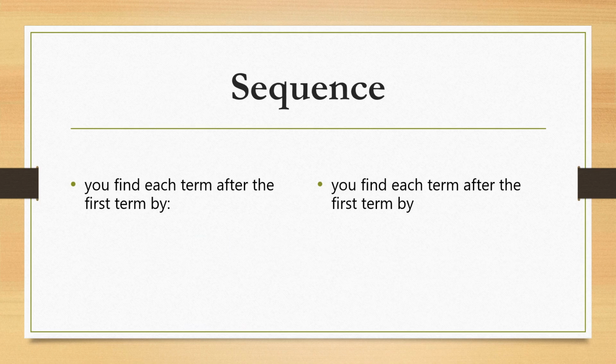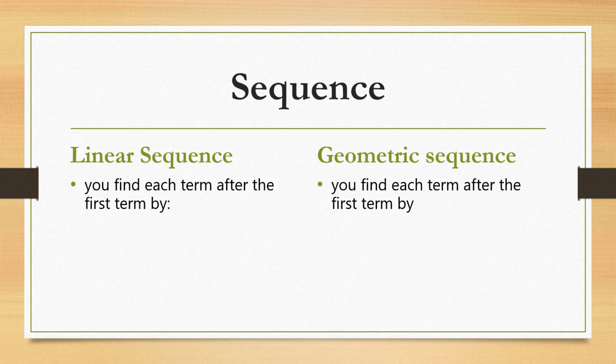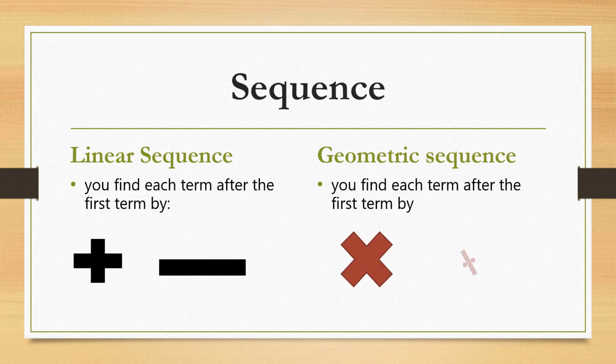Now, as a summary, we took linear sequence and geometric sequence. How to find each term in a linear sequence? We said it's either by increasing or decreasing by a fixed amount or a fixed number. How to find each term in a geometric sequence? We can do it either by multiplying or dividing by a fixed amount.